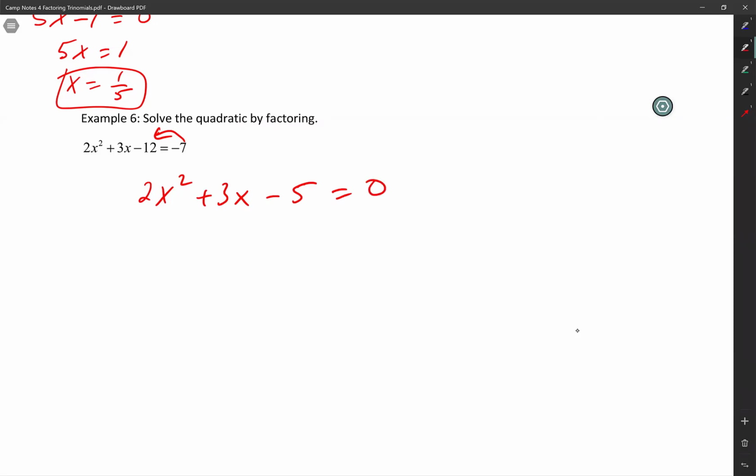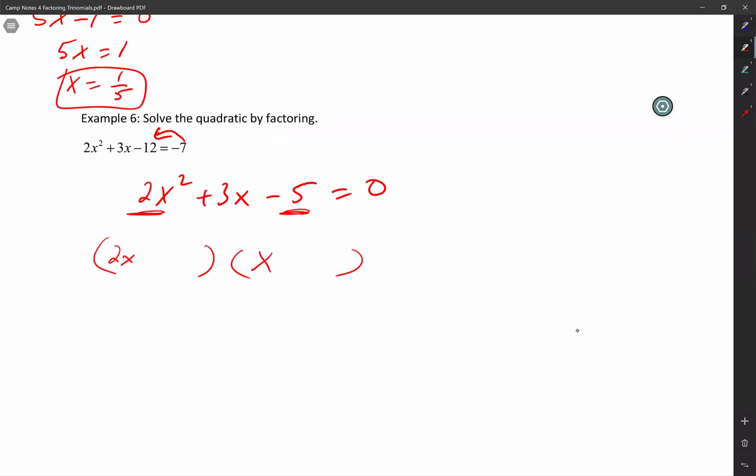Again, the math gods are being nice to me. I have a 2x squared, I have a 5. So those are easy to do. You can do it with the guess and check method really quick. 2x times x. There's only one way to get 5. That's 1 times 5. I've got to figure out where I put it.